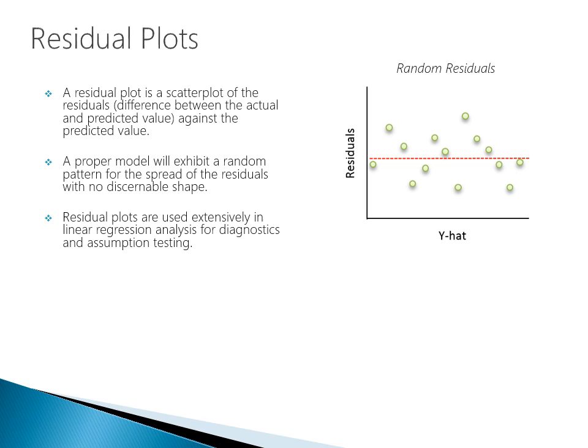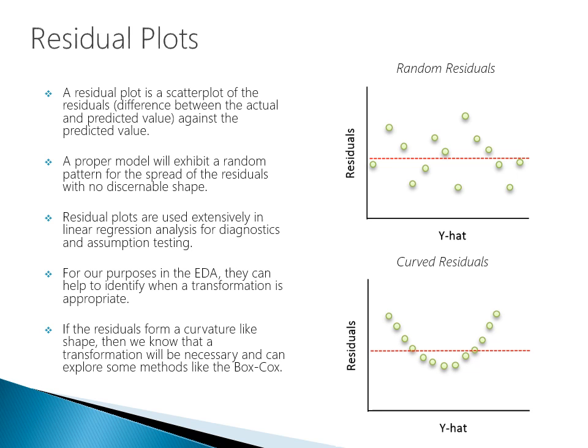The residual plots are used extensively in linear regression analysis for diagnostics and assumption testing. For our purposes, in the EDA, they can actually help us to identify when a transformation is appropriate. For example, if we take a look at the graph on the bottom and we see that our residuals show a curved type pattern, well then we know that transformation will be necessary, and we can explore some methods like the Box-Cox transformation we had just described.